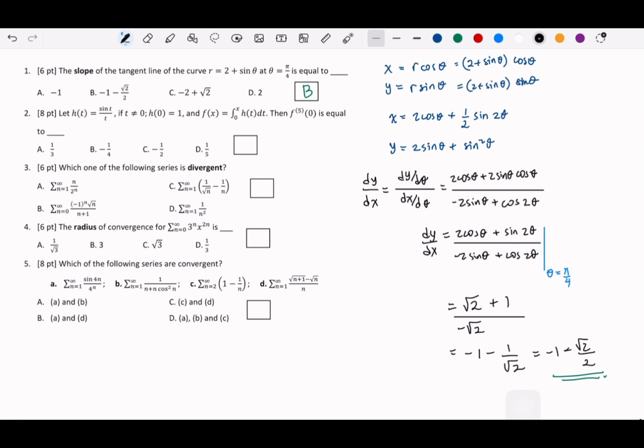The slope of the tangent line, you remember, will be our gradient dy over dx. You could take it into parametric forms or use the dr, but I think it would be the same result. Both will be the same.